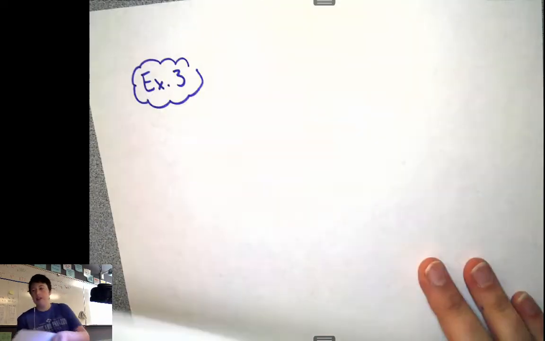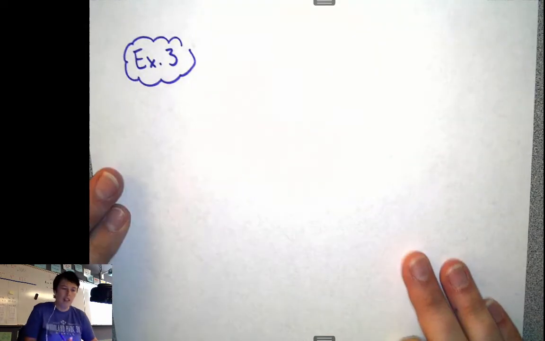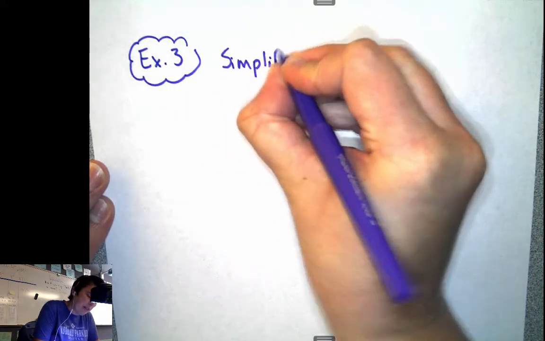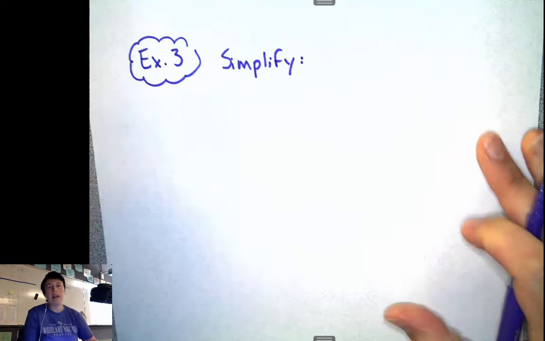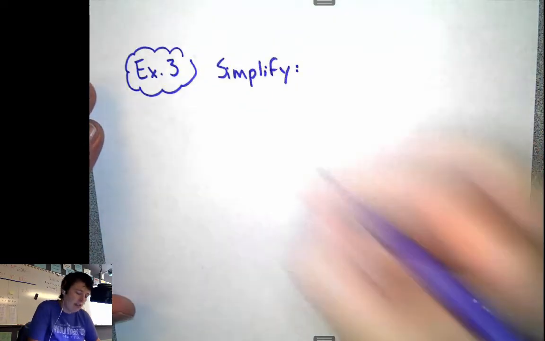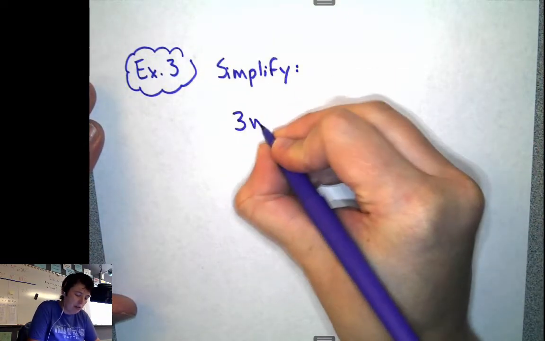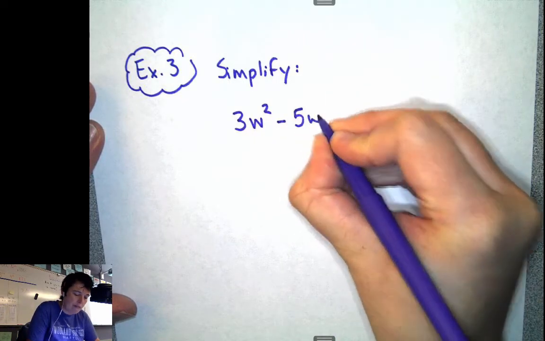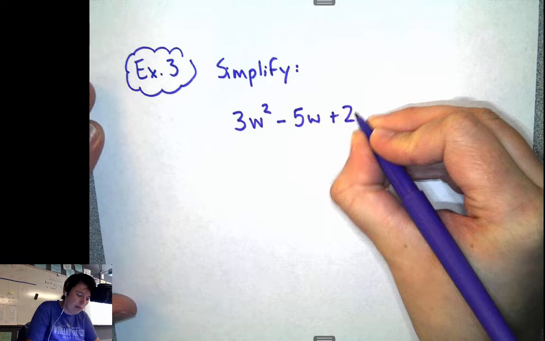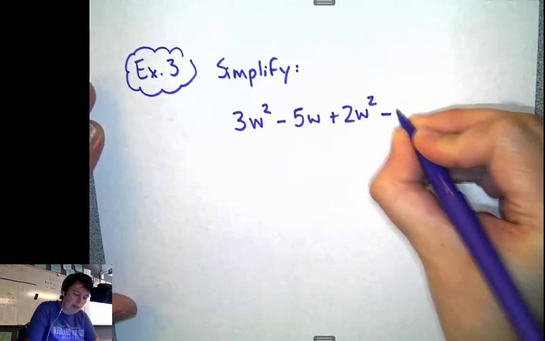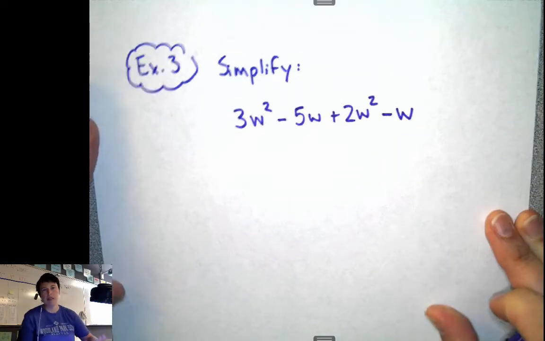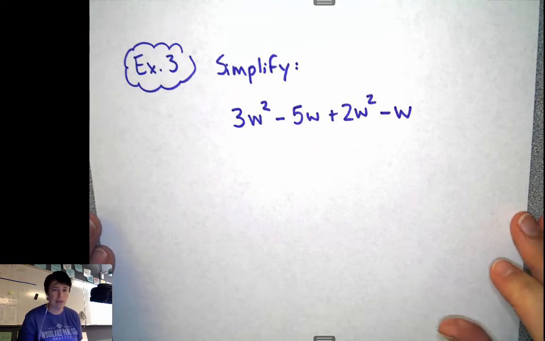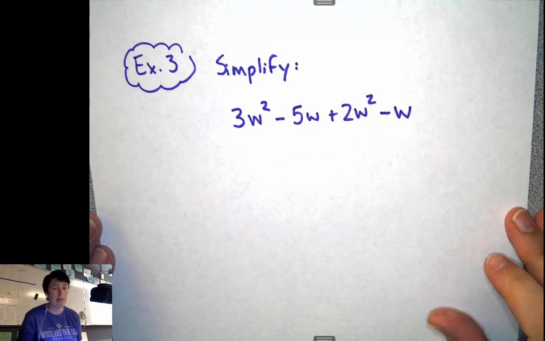Example 3, here we go. So for this one, why don't we simplify something else? Let's change the variable up. How about we simplify 3w squared, take away 5w, plus 2w squared, take away w. We're going to simplify this problem. 3w squared, take away 5w, plus 2w squared minus w.